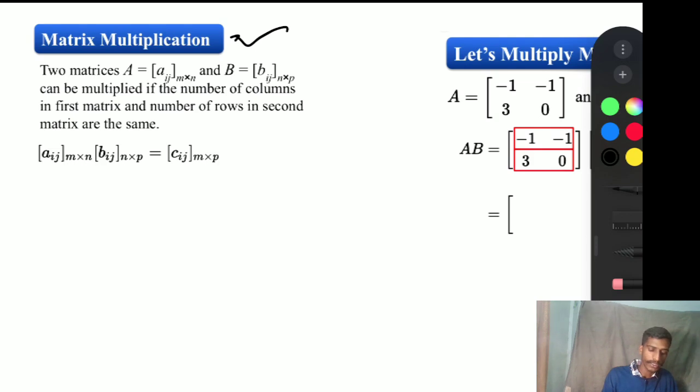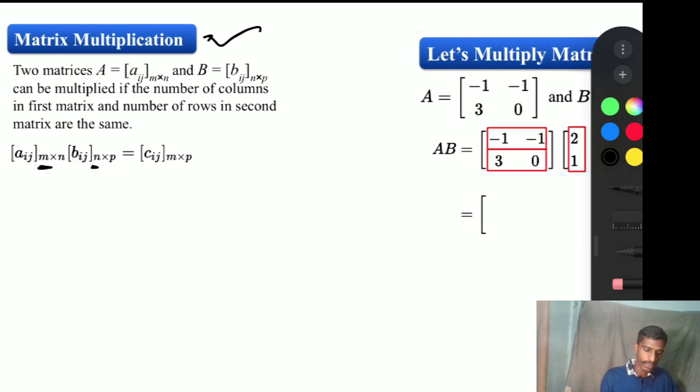For understanding matrix multiplication, the first rule is that the column count of the first matrix should be equal to the row count of the other matrix. There should be two matrices. The columns of a matrix should be equal to the rows of another matrix. Then we can perform matrix multiplication, and the new matrix will be of the form M cross P.